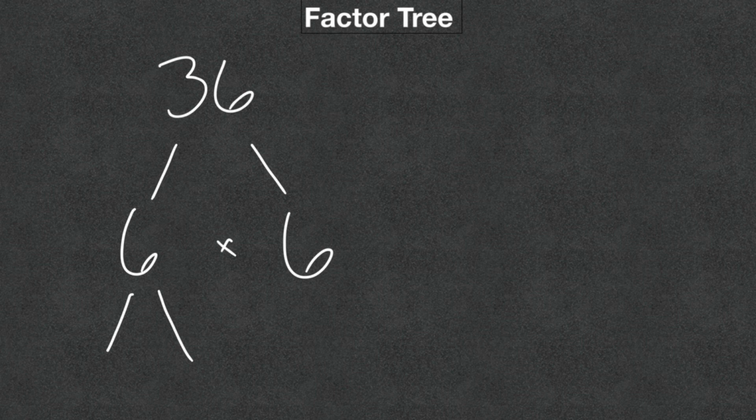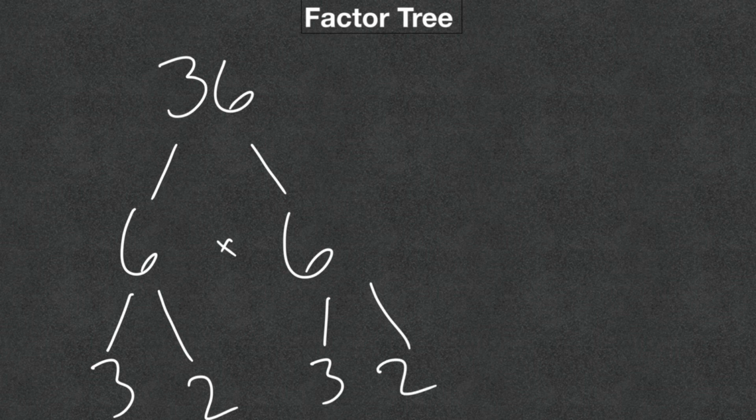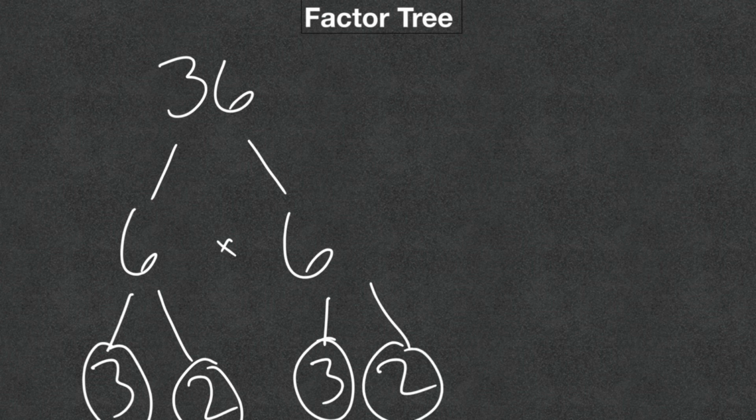6 can be broken up into 3 and 2. Same thing over here, 3 and 2. Now 3 is a prime number, 2 is a prime number, 3 is a prime number, and 2 is a prime number. So we have our prime factors of 36. We can write it like this, 3 times 2 times 3 times 2.